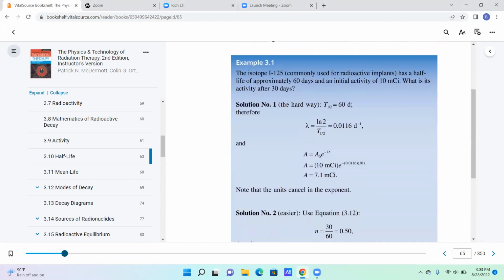So here's a specific example. Let's say you've got an isotope of I-125, and that has a half-life of approximately 60 days and an initial activity of 10 millicuries. So what's the activity after 30 days? Knowing the half-life, I can substitute that into this particular formula and figure out what lambda is. And I know the initial activity here. So I can put it into this particular formula to determine the activity at 30 days. And this is what you come up with.